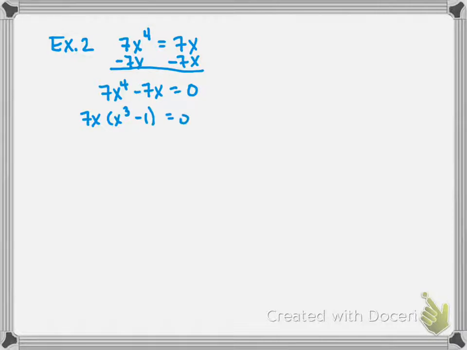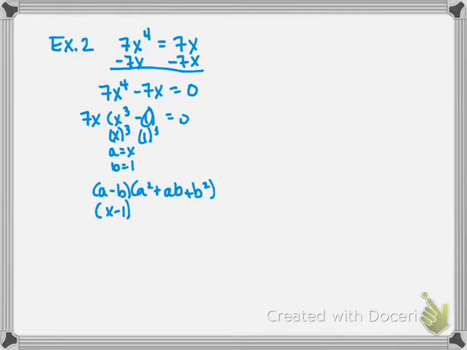Okay, now I can continue factoring my left-hand side using the difference of cubes formula. So first term is x to the 3rd power, second term is 1 to the 3rd power. So a is x, b is 1. The difference of cubes formula is a minus b times a squared plus ab plus b squared. Substituting in my a and b, I get x minus 1 times x squared plus 1x plus 1 squared, or 1. I still have my 7x out front, and that equals 0.